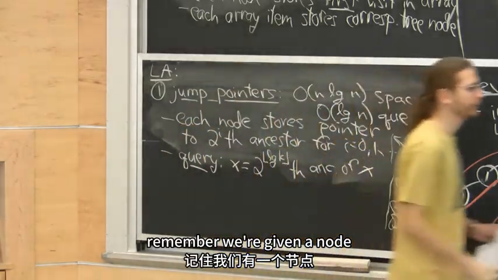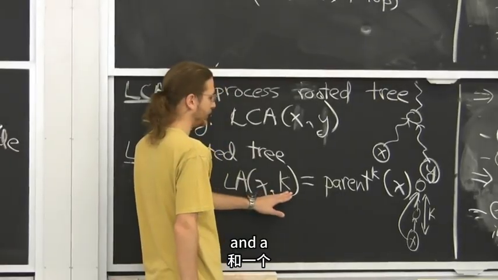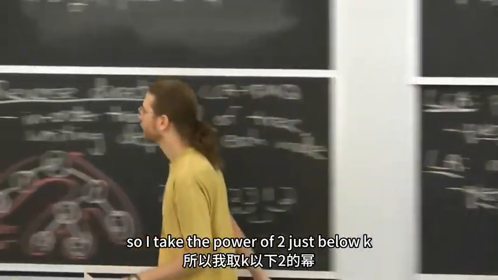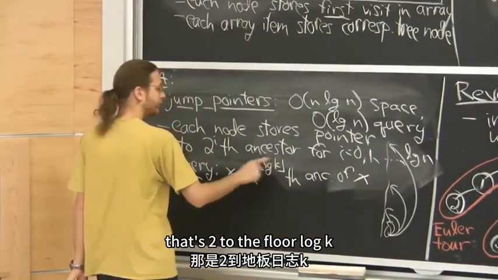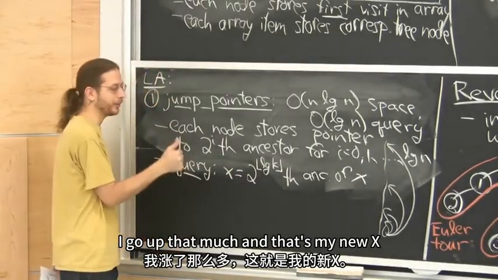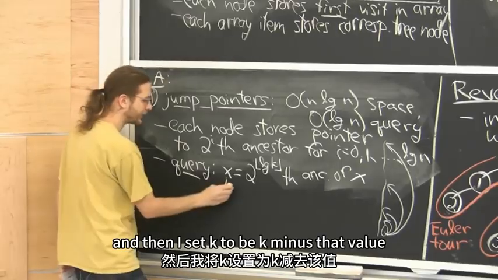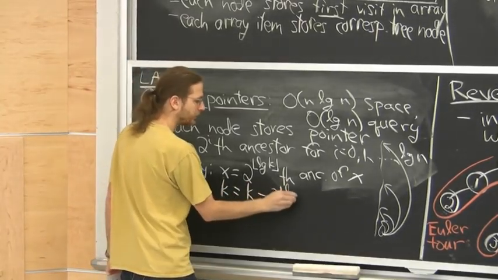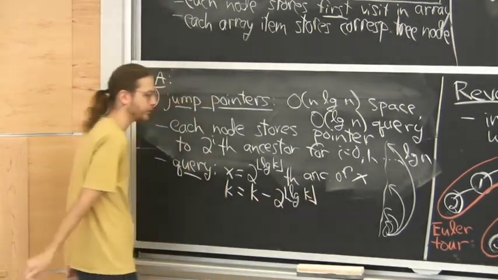Okay, remember, we're given a node x and a value k that we want to rise by. So I take the power of 2 just below k. That's 2 to the floor log k. I go up that much. And that's my new x, and then I set k to be k minus that value. That's how much I have left to go.